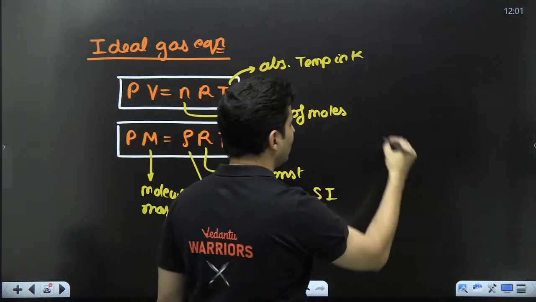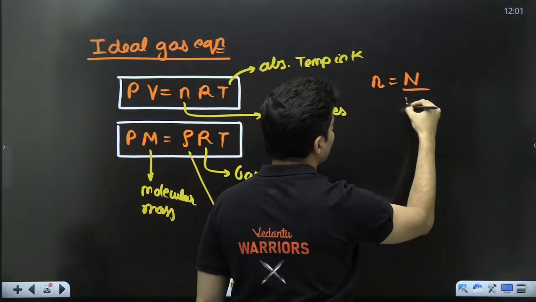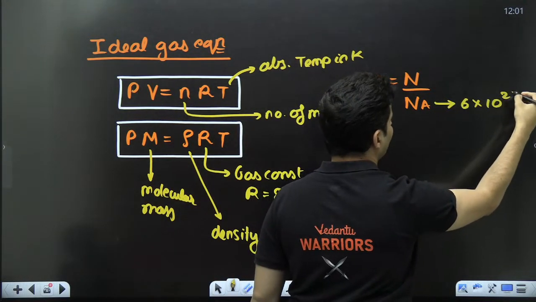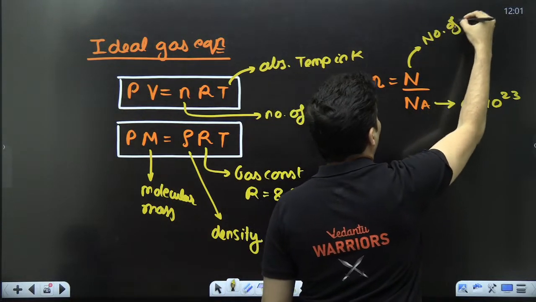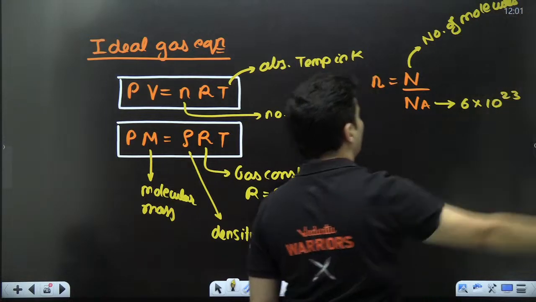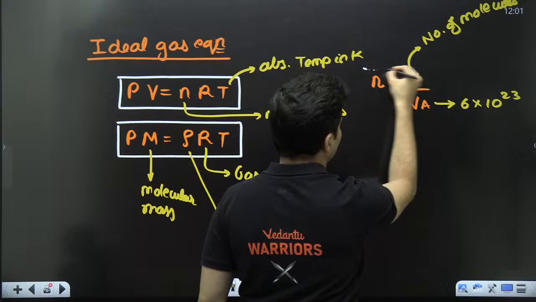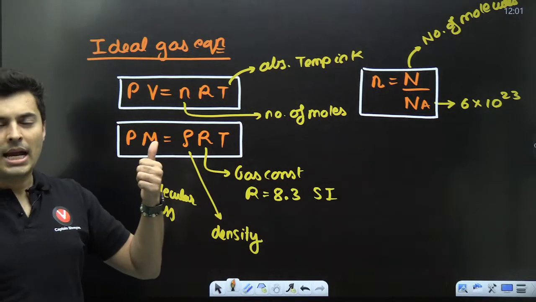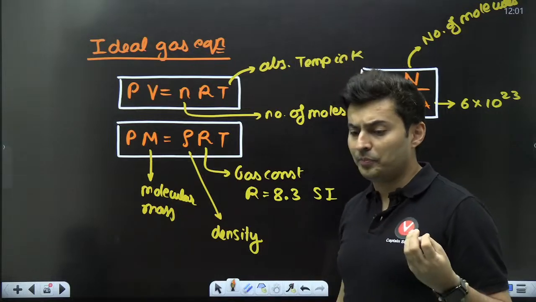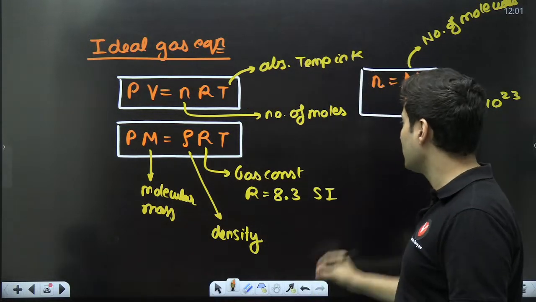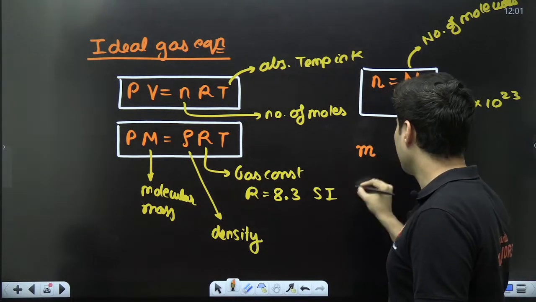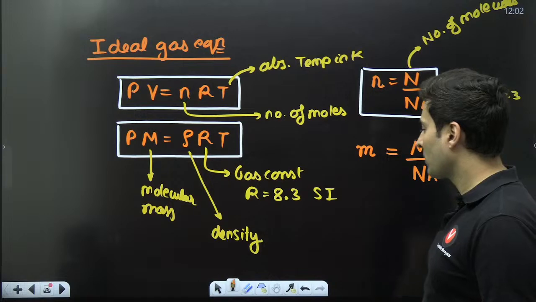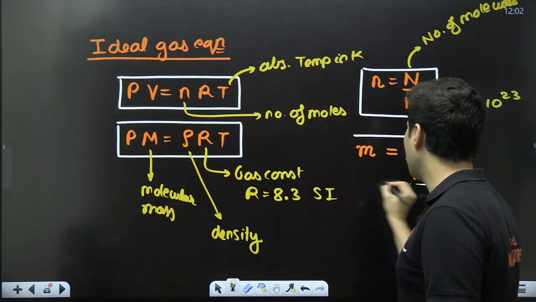Now this number of moles can also be written as number of molecules upon Avogadro number. The Avogadro number is nothing but 6 into 10 to the power 23. This is the number of molecules. These are again important formulas. Also, you should know the relation of M with the Avogadro number, or the mass of a molecule. For example, small m, which is the mass of a molecule, is the molecular weight upon the Avogadro number. Very, very important formula again.